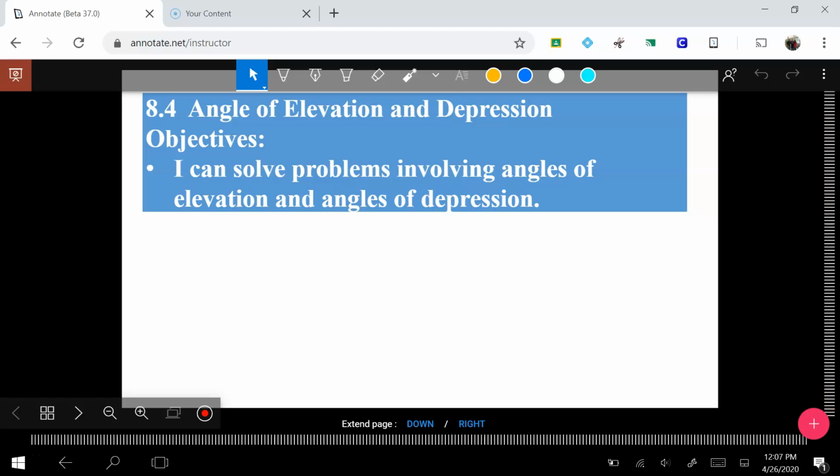Okay, today we're going to start looking at angles of elevation and angles of depression. So hopefully at the end of this lesson, you're going to be able to solve problems involving angles of elevation and angles of depression. We're also going to get into problems involving road grade.